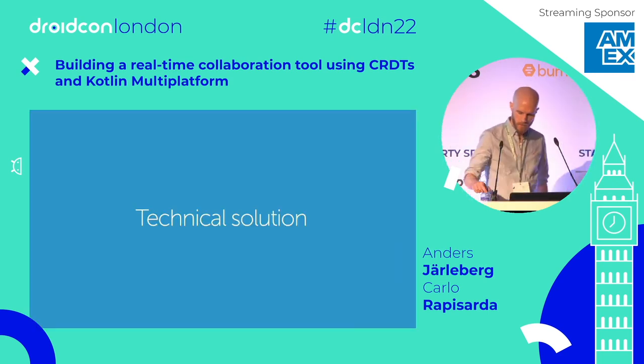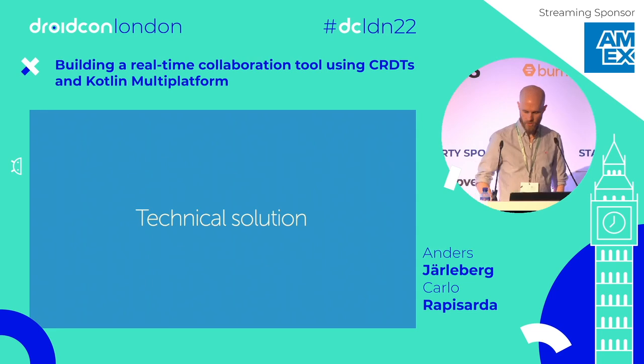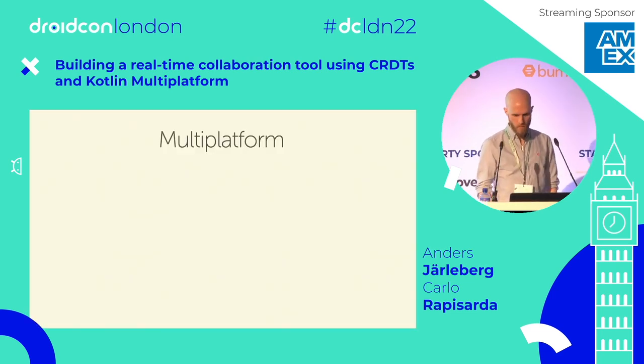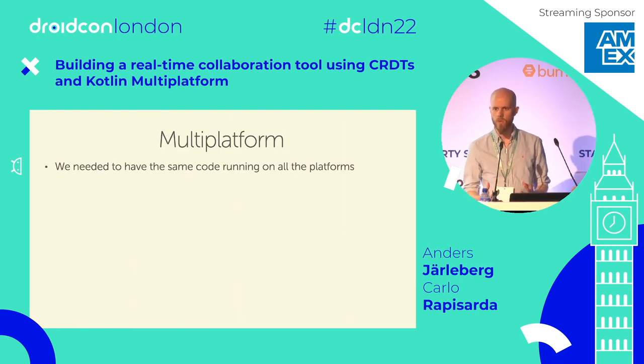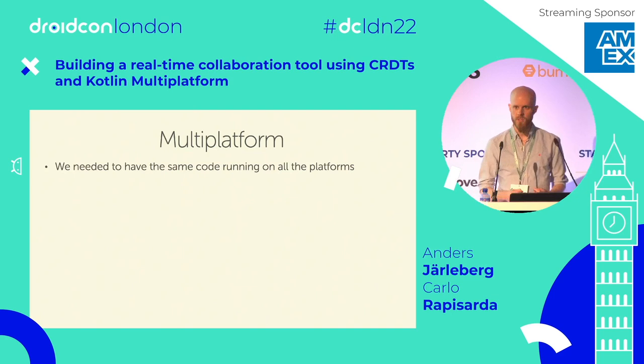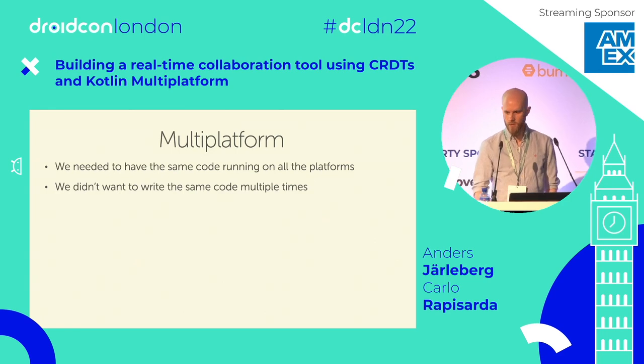Cool. Let's talk a little bit about the technical decisions we made along the way. Of course, we used Kotlin Multiplatform. We didn't just have a desire, we had a need to have the same code running on all the platforms. It was imperative to the correct functioning that we were all running the same code. We didn't want to write the same code multiple times and find bugs and make changes and then verify all of that. And every time we add more features, we have to update it in multiple places.